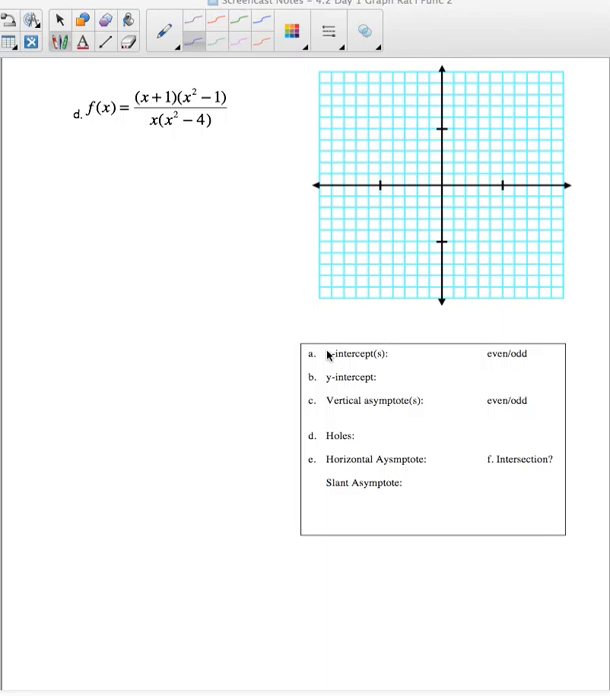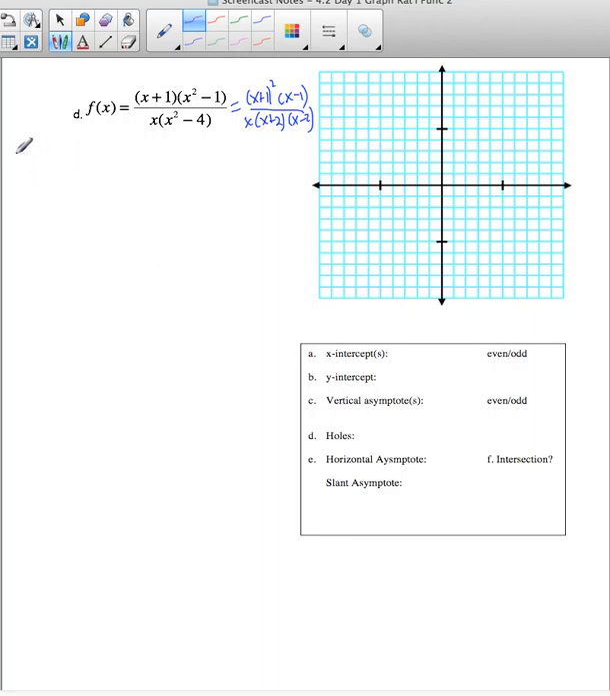We're going to graph and analyze the rational function in example 1D of notes 4.2 day 1. Our rational function is partially factored, but we're going to have to factor it completely in order to do our analysis. So the difference of squares in the numerator we're going to factor as x plus 1 times x minus 1, which is going to give us x plus 1 squared times x minus 1. And we also have a difference of squares in the denominator, which is going to factor as x plus 2 times x minus 2.